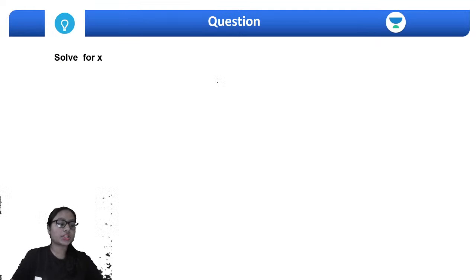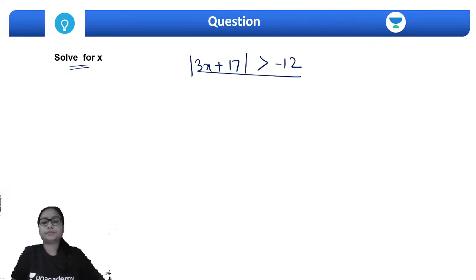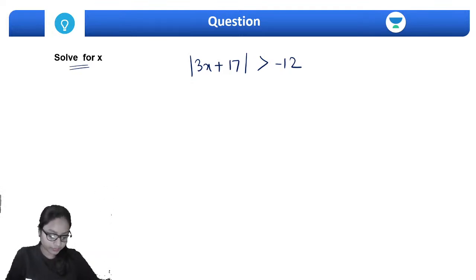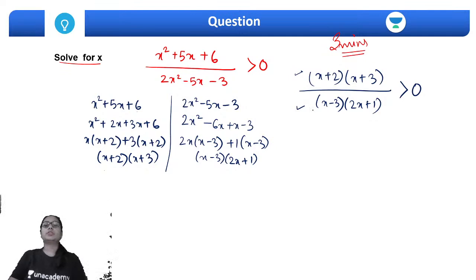Let's see another question. If we have this inequality, mod of 3x plus 17 is greater than minus 12, solve for x. Okay, so there is some doubt in the previous question. Let me just come back to this question. We can do this question again. We have simplified this question in this manner.